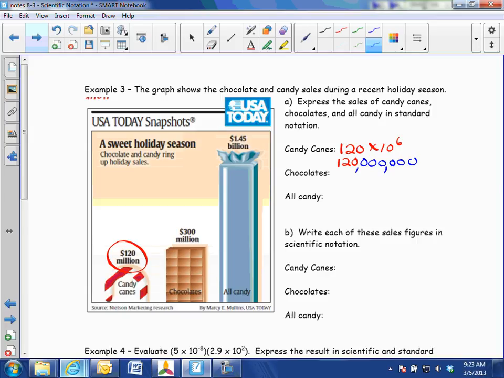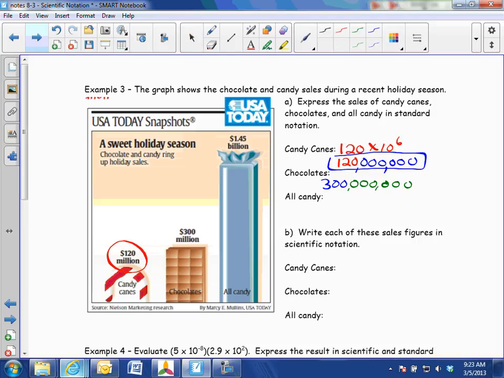So this is our answer. This is the one that's standard. Standard notation is like the quote regular number. Okay, chocolates. Chocolates is 300 million. So notice I'm not including these 2 zeros that they give me at the beginning. I'm adding 6 more after it. Okay? And then candy is 1.45 billion.